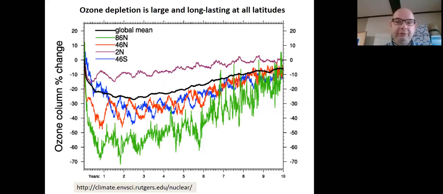Very, very dramatic. This is the effect as a function of latitude. You can see that the higher latitudes have a higher, more dramatic effect as a function of time. This is kind of the global mean, if you can think of it that way.